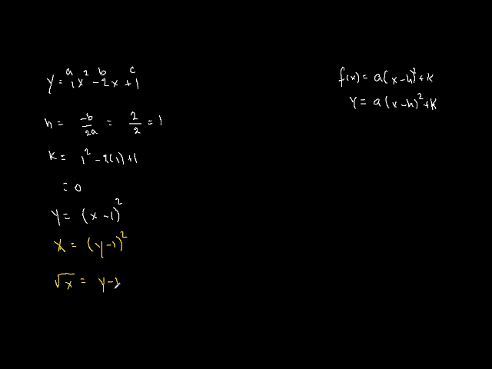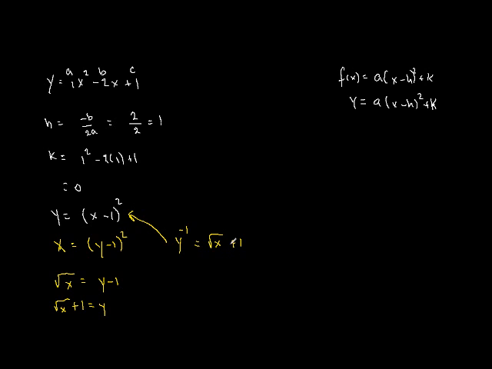And now I bring the minus 1 to the other side, and I get square root of x plus 1 equals y. I'm just going to rewrite this with y on the left-hand side. I get y equals the square root of x plus 1. And this is it. I've isolated my y, so this is actually just the inverse of this up here.